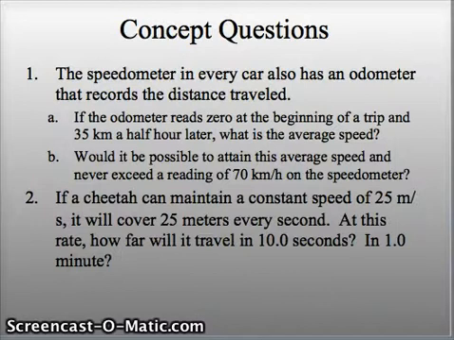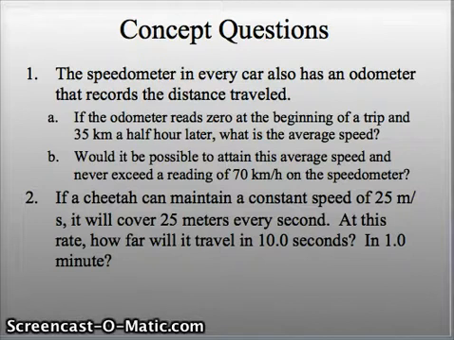All right, so here are some conceptual questions. The speedometer in every car also has an odometer that records the distance traveled. If the odometer reads 0 at the beginning of the trip and 35 kilometers half an hour later, what's the average speed? B, would it be possible to attain this average speed and never exceed a reading of 70 kilometers per hour on the speedometer?